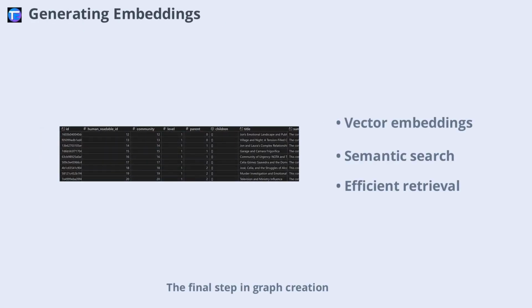The final step in graph creation is generating embeddings for all text units, entity descriptions, and community reports. These embeddings are vector representations that allow for efficient semantic searching. When a user submits a query, the system can quickly find the most relevant parts of the graph by comparing embeddings. This step is crucial for enabling the powerful search capabilities that set GraphRAG apart from traditional retrieval systems.